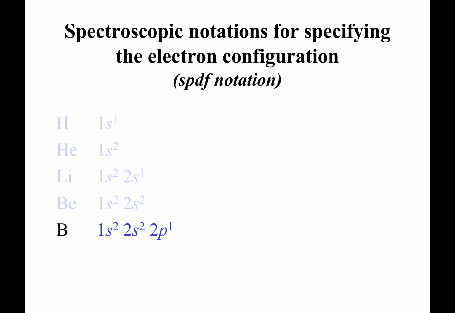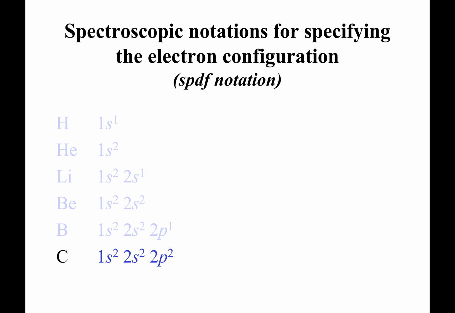And again, you add up the superscripts, so you're like, oh great, I know I'm at atomic number 5, or I have 5 electrons around the neutral boron atom. Then we go on to carbon, 1s2, 2s2, 2p2.